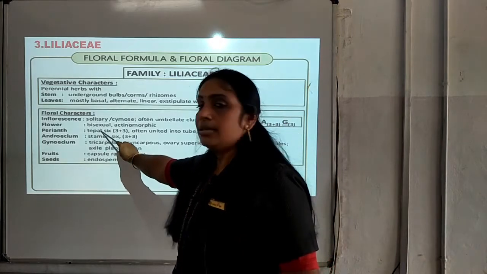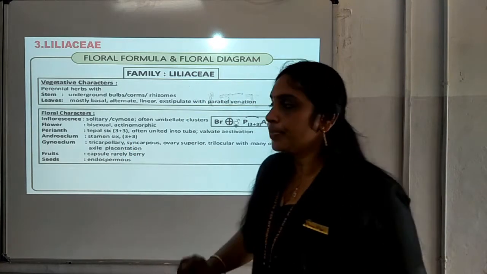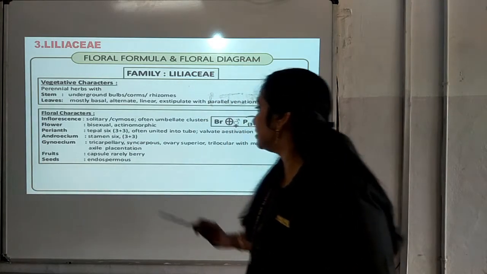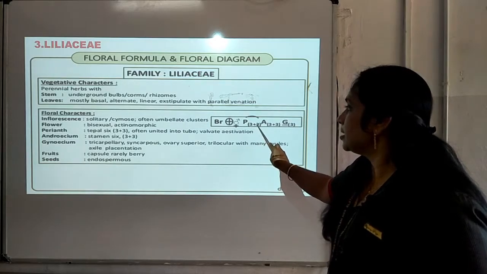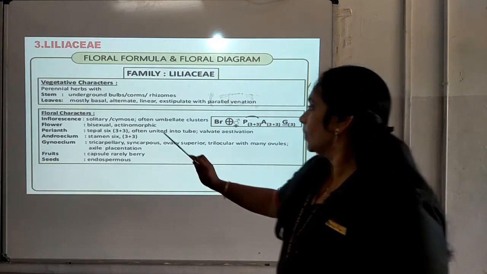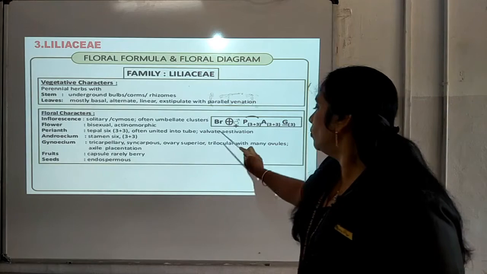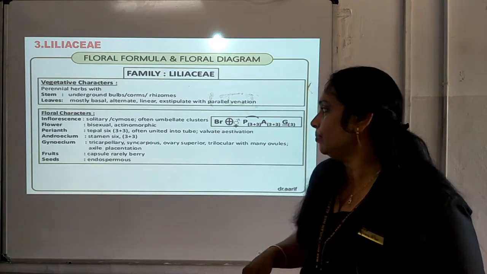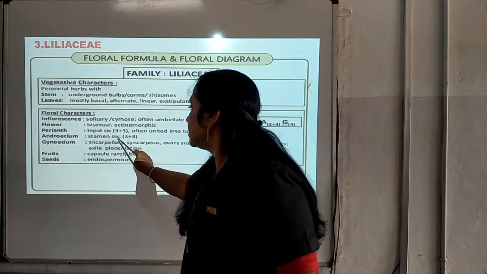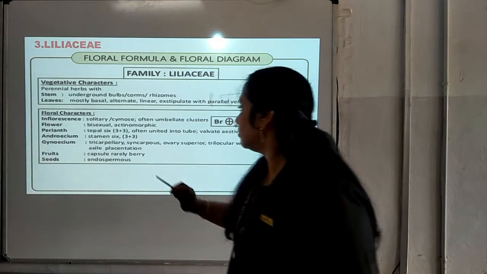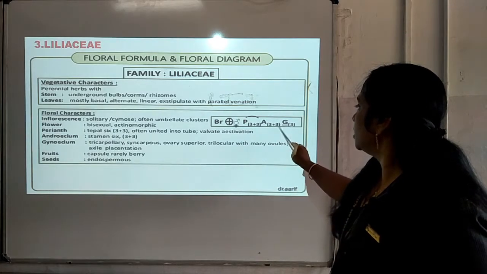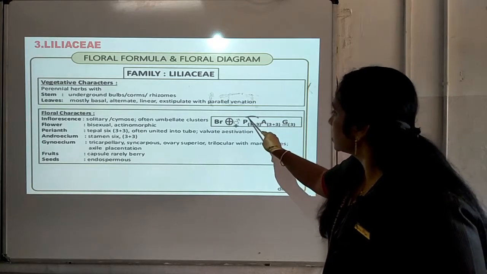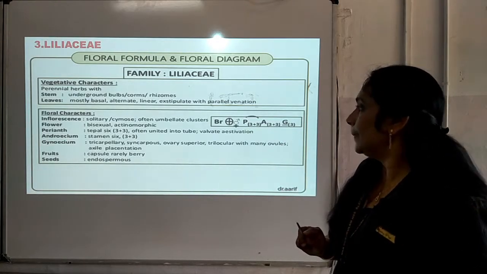And here the perianth, also known as tepal, is 6 in number. It is arranged as 3 plus 3, and it is united, often united into a tube, with valvate aestivation, which can be shown in the floral diagram. Androecium: the stamens are 6, again 3 plus 3, isn't it? Here the androecium is shown connected to the perianth.